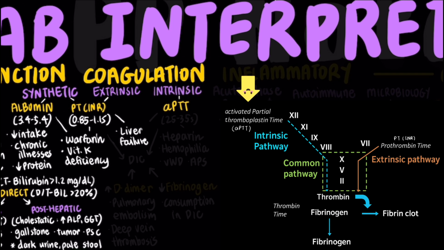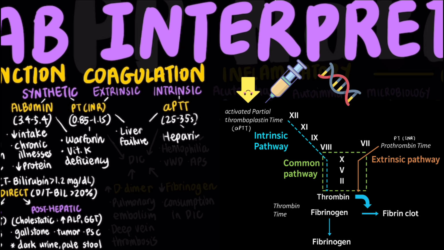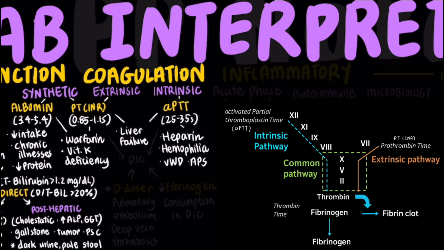Common causes of prolonged APTT include heparin therapy, inherited coagulation factor deficiency such as hemophilia and von Willebrand disease, abbreviated as VWD, and antiphospholipid syndrome, or APS, an autoimmune condition where antibodies interfere with phospholipid-dependent clotting assays. When both PT and APTT are elevated, we start thinking about global coagulation disorders, where multiple clotting pathways are affected.